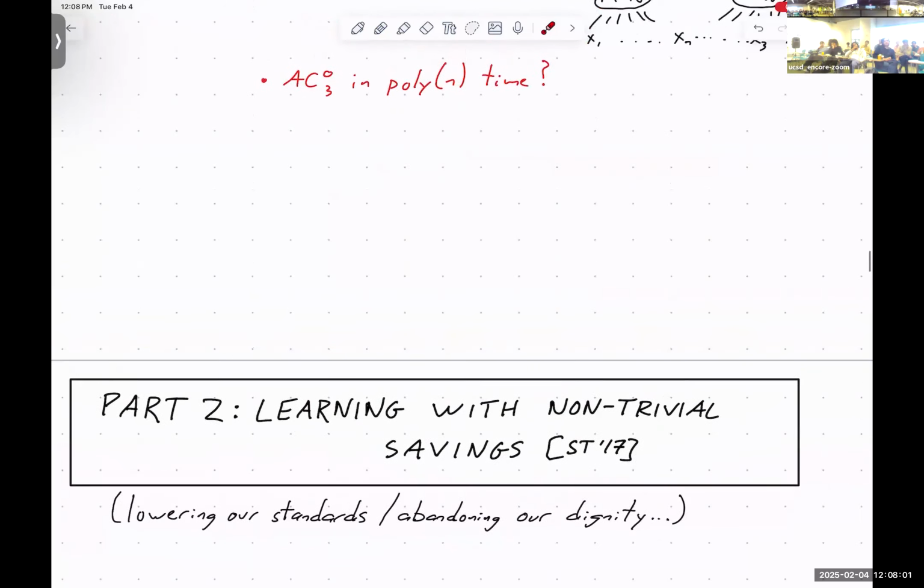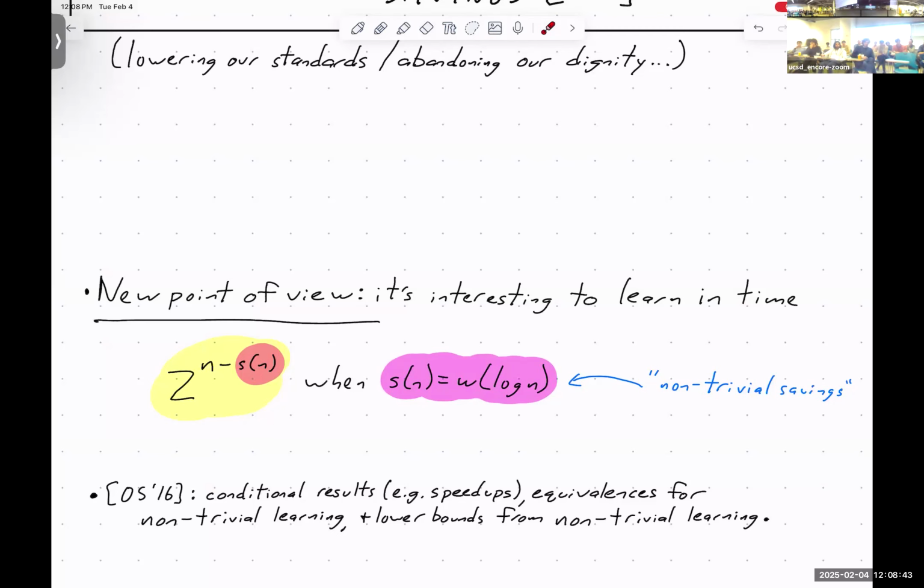So this is not a completely new point of view. Igor Oliveira and Santhanam had this nice paper, the conspiracies paper, where they establish conditional results. They say if you can do non-trivial learning in this framework, better than 2 to the n over n, then you can do it significantly better, 2 to the n to the epsilon kind of thing. They have equivalences between different frameworks. They get some lower bounds for non-trivial learning and so on.